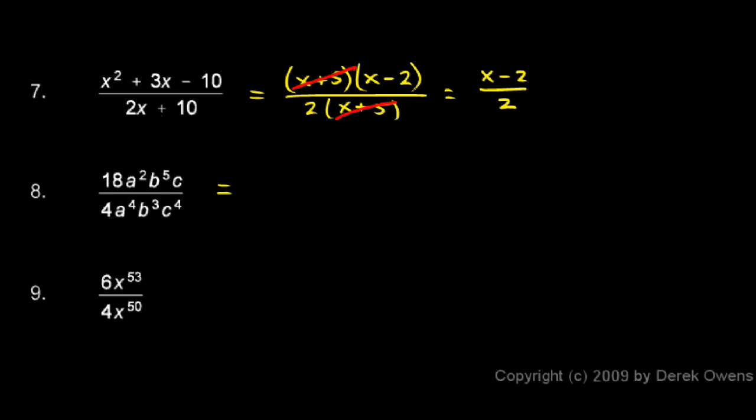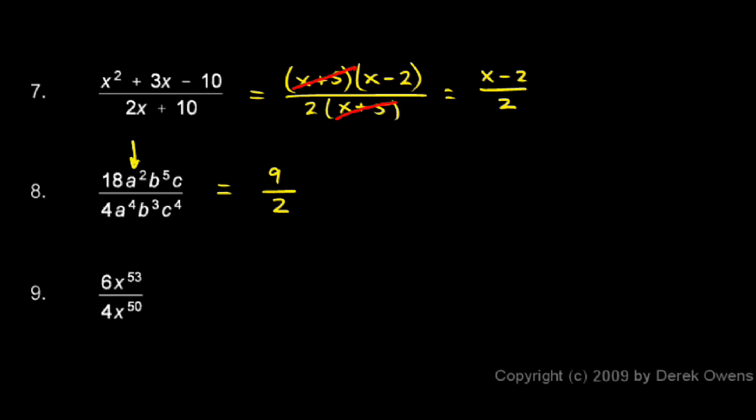Now, number 8, we just need to be able to reduce these variables with exponents as well as the numbers here, 18 over 4. Well, let's just do them one at a time. We'll do the numbers and then the a's and then the b's and then the c's. When I see 18 over 4, I think both of those can be divided by 2, so let's divide them. 18 divided by 2 is 9, and 4 divided by 2 is 2. So the 18 over 4 reduces to 9 over 2, 9 halves.